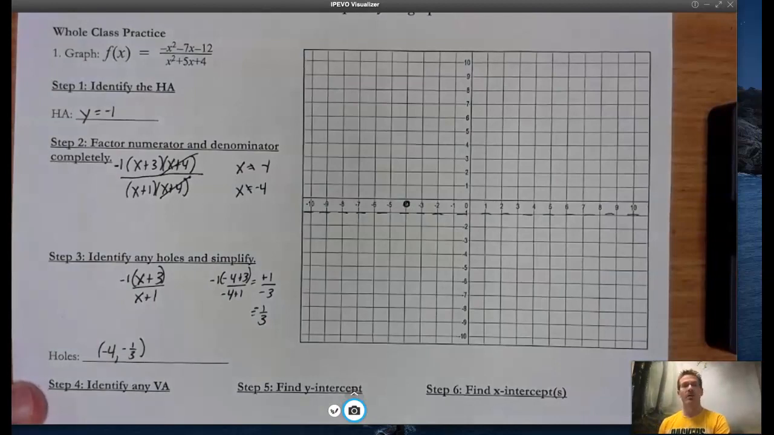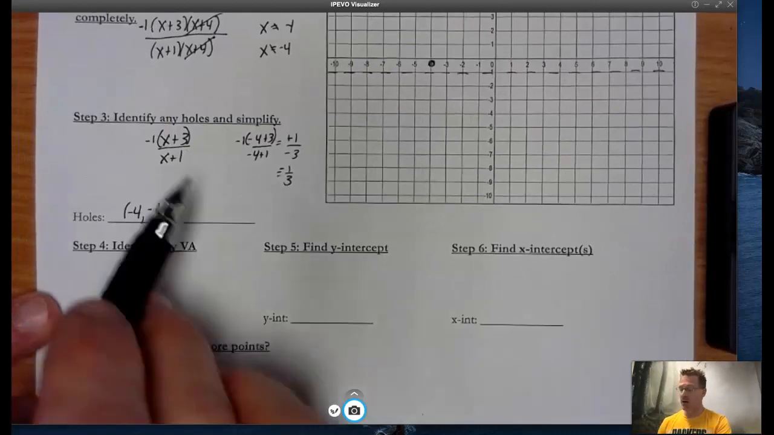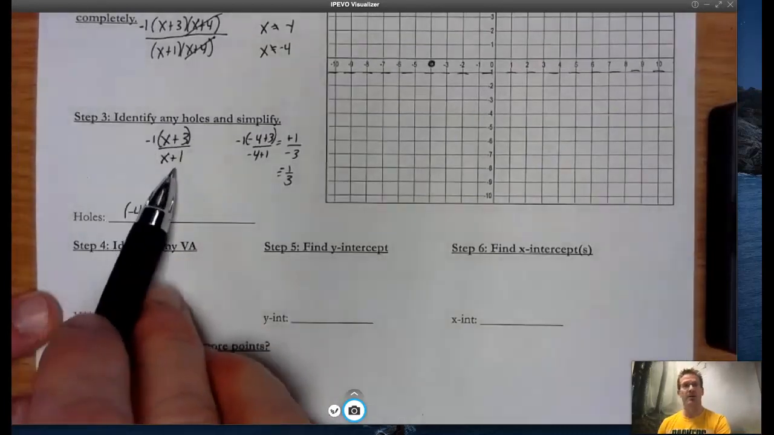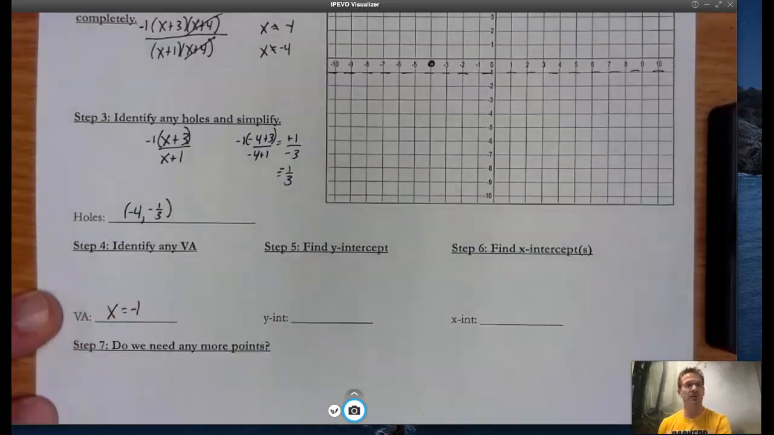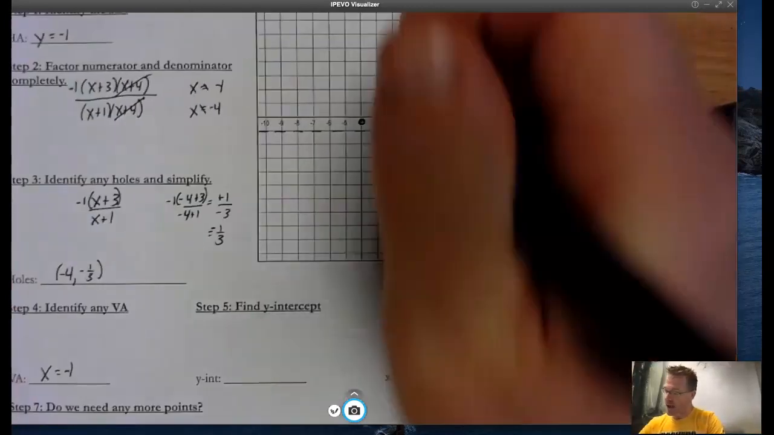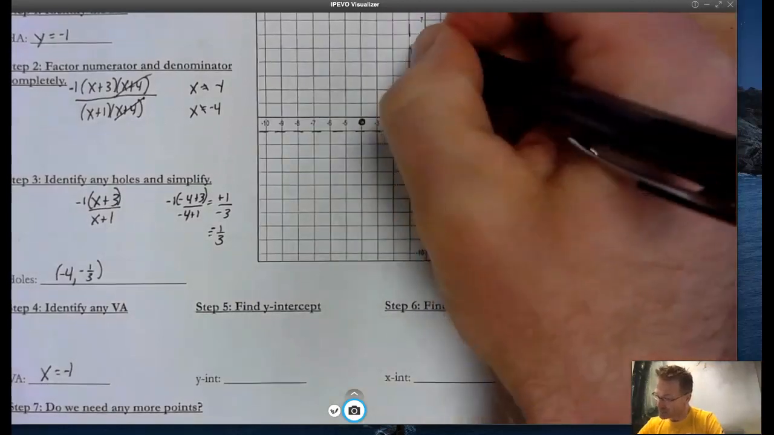Now we go to our vertical asymptotes. Our vertical asymptotes are where our simplified version's denominator is still equal to 0, and so that would be at x equals -1. So we have one vertical asymptote. I'm going to draw that in like so.